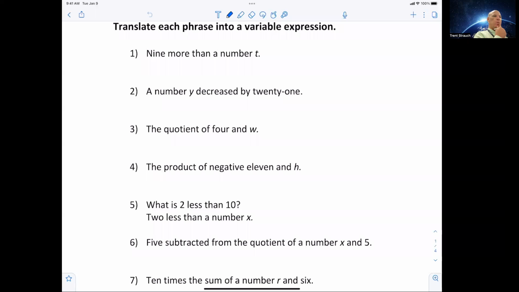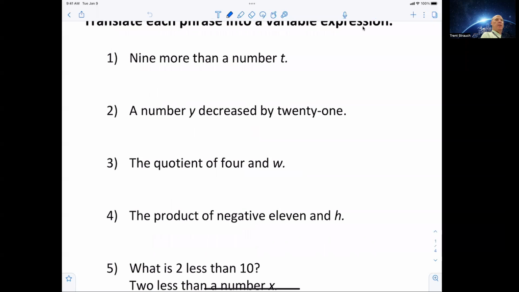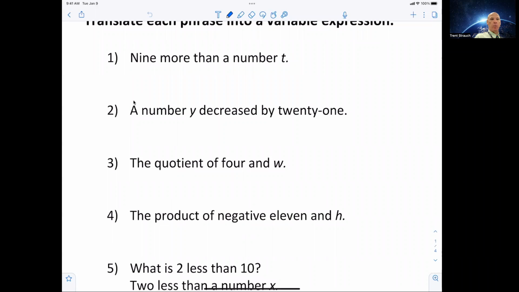Okay. All right, so here we go. 9 more than t. How am I representing 9 more than t? Tell me. Yes, t plus 9. All right, not 9 plus t, t plus 9. All right, this is important for all word problems. You have to know how to write it.